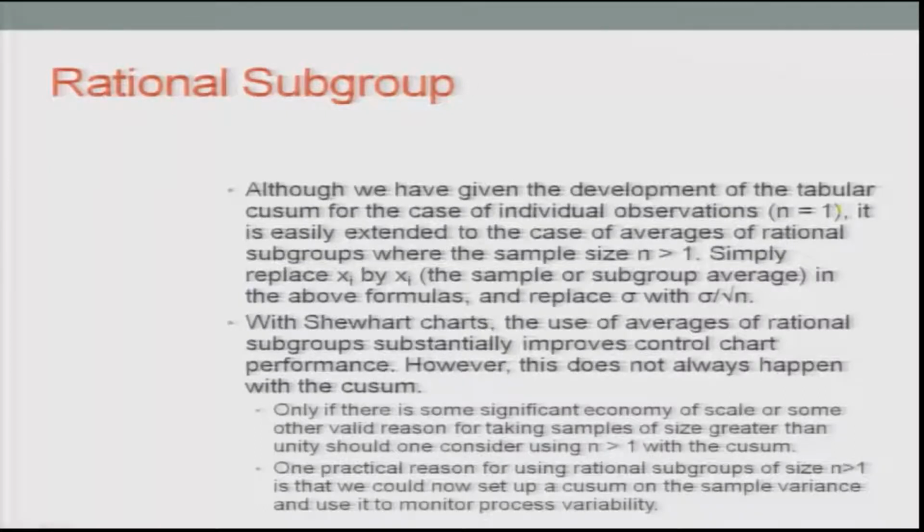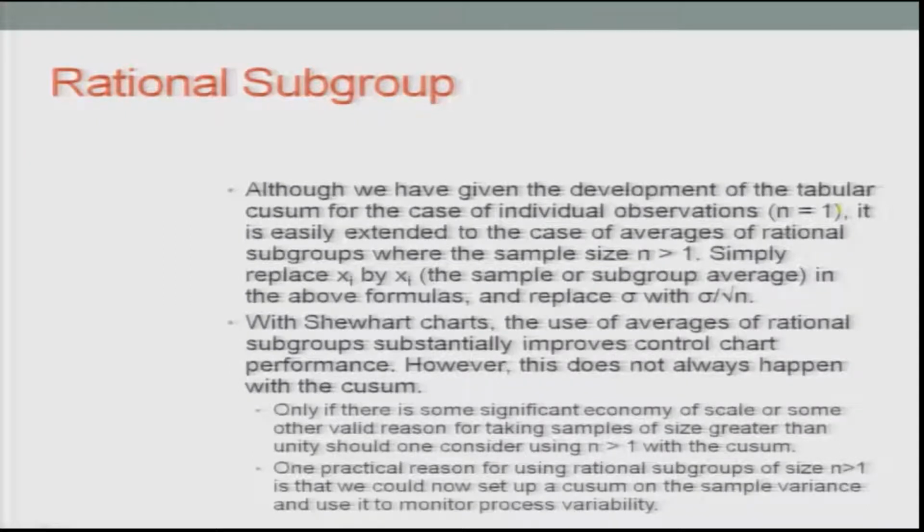So, rational subgroups have to be analyzed. Although we have given the development of a tabular CUSUM for the case of individual observations, which is n equal to 1, it is easily extended to the case of averages of rational subgroups where the sample size n is greater than 1. Simply replace xi by the sample or subgroup averages in the above formula and replace sigma by sigma by square root of n. So, it is the same thing.